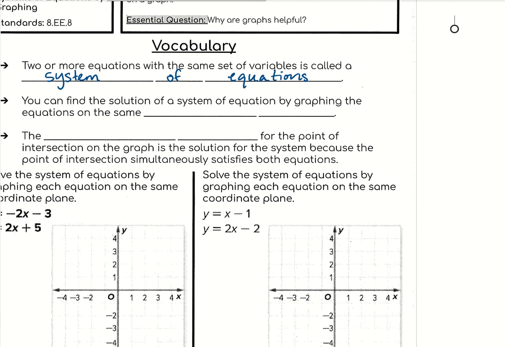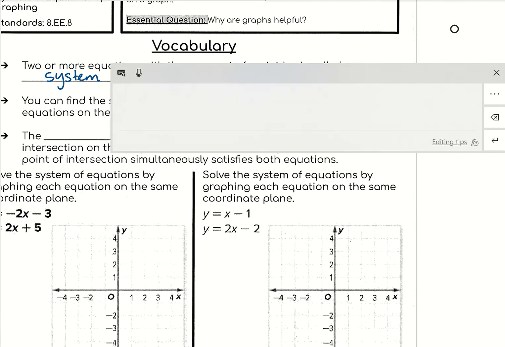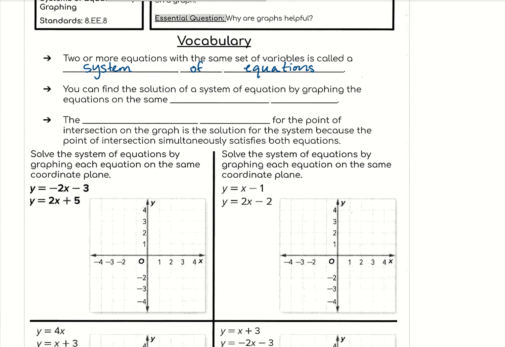It says you can find the solution of a system of equations by graphing the equations on the same coordinate plane.